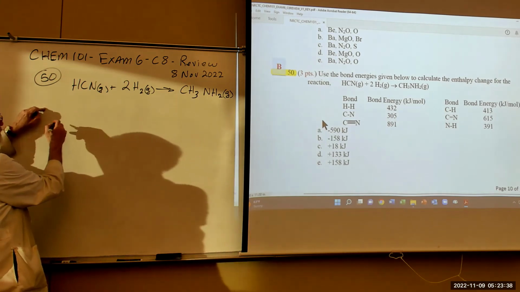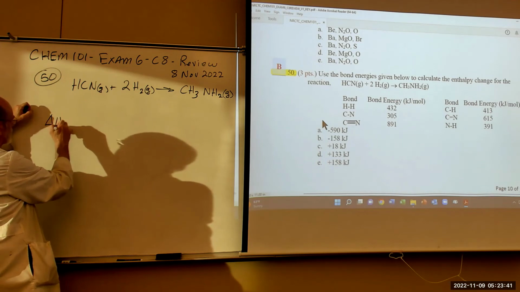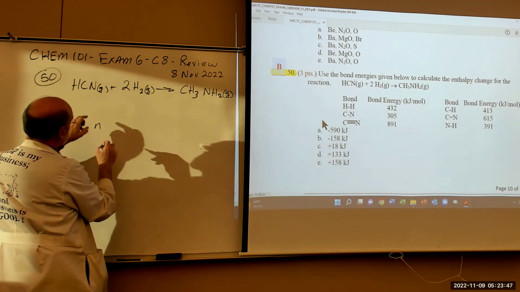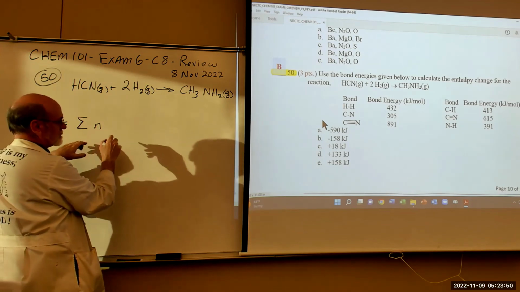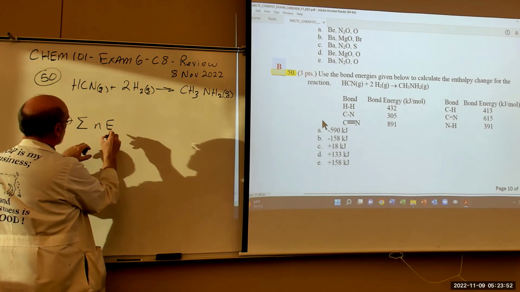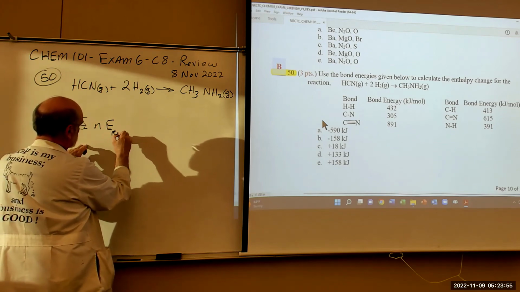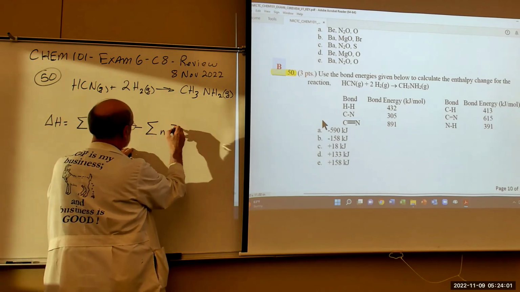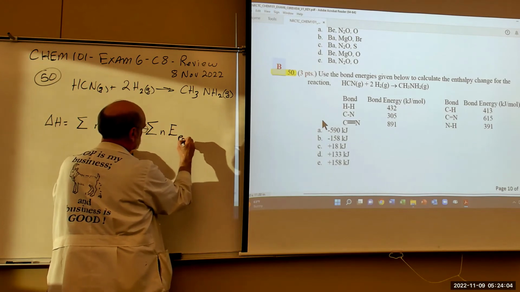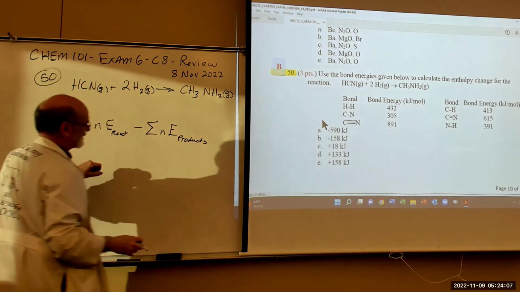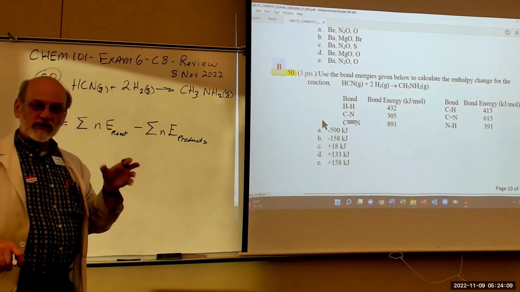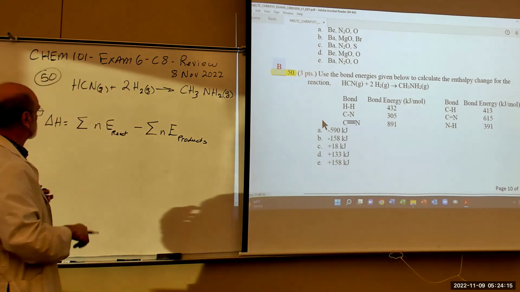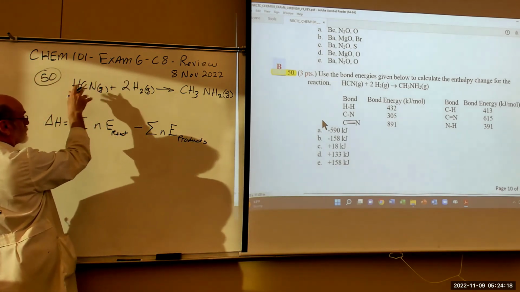Remember, the calculation is delta H equals the sum of the bond energies for the reactants minus the sum of the bond energies for the products. In order to know which bond energies to use, you've got to know something about the structure of the molecule. Right? And we know that this one, we've drawn this one before.